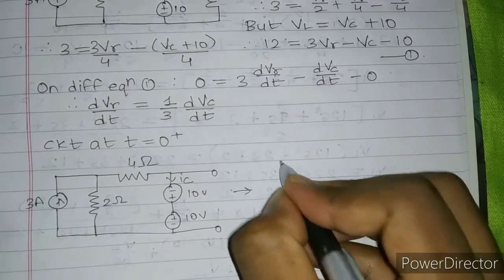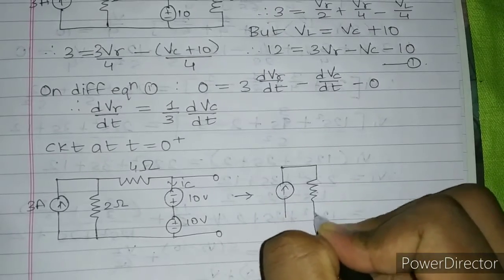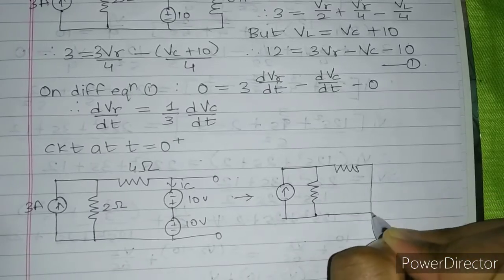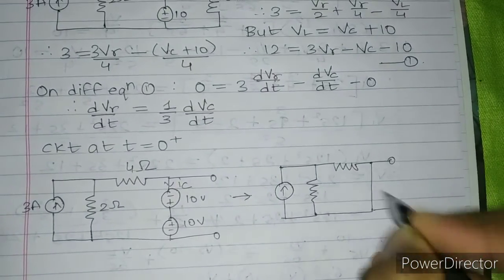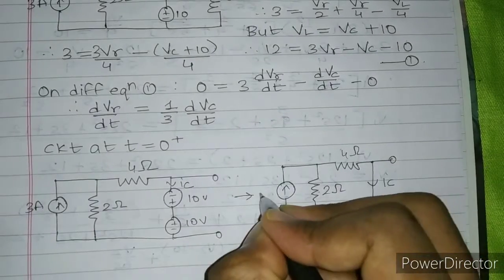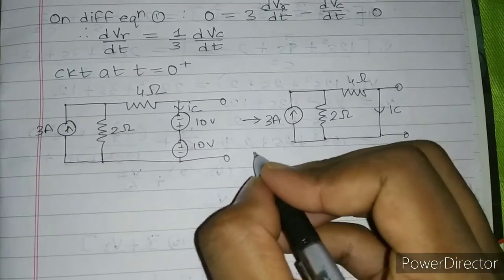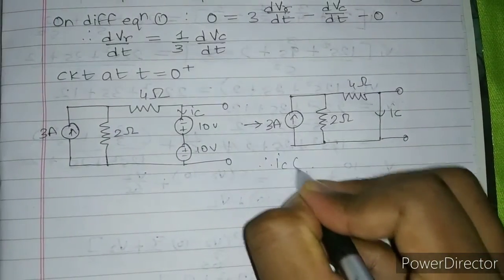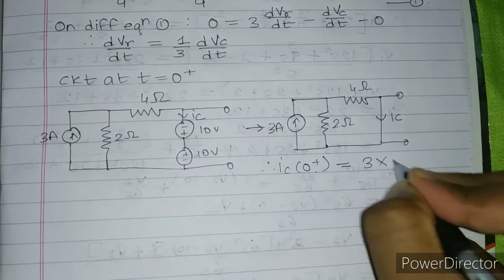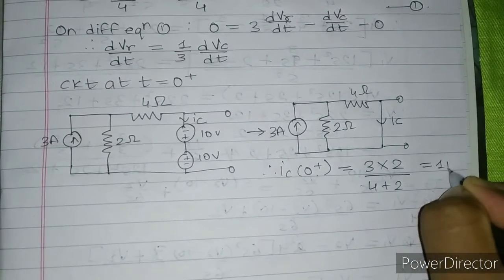Since this is acting as a short circuit, as minus 10 plus 10 will be 0, the circuit can be modified as 2 ohm in parallel with 4 ohm resistor, and this is open circuit over here. And this is the current IC, 2 ohm, 4 ohm, 3 ampere. So by applying current division we can find IC of 0 plus is equal to 3 into 2 divided by 4 plus 2, which is 1 ampere.